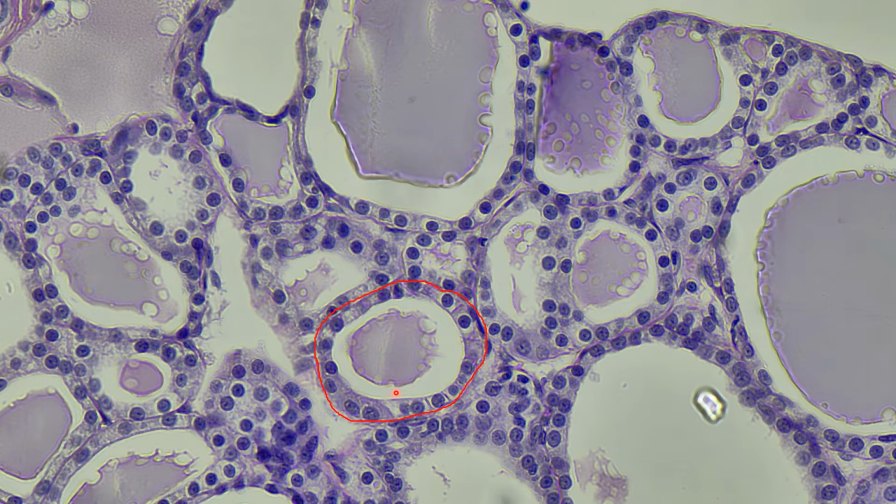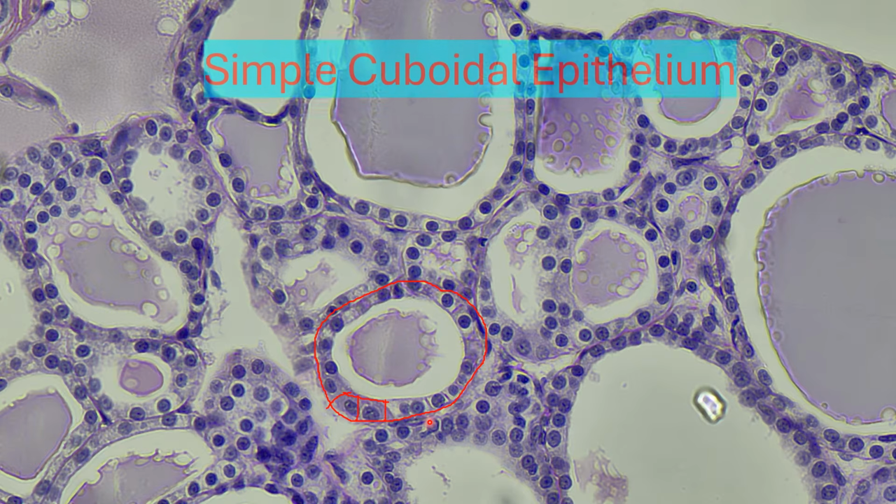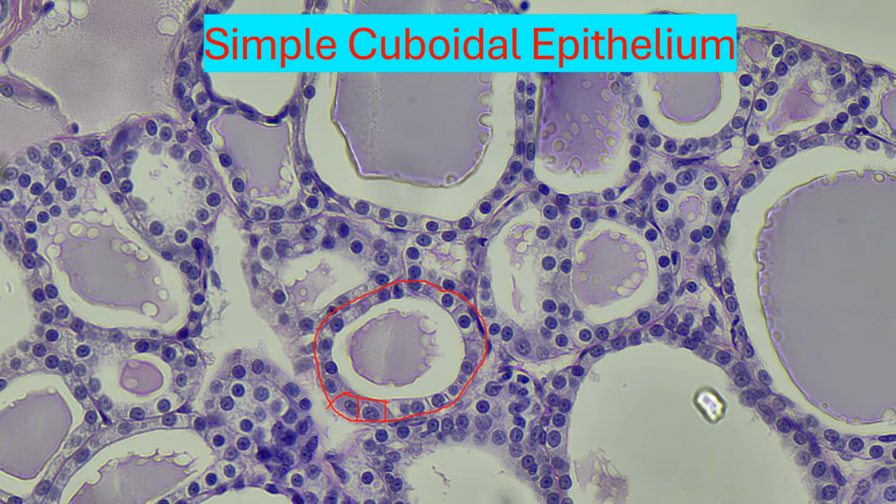So this sample comes from the thyroid, and we can see a lot of these circular-like structures. Now, in some cases, we can't see the borders between the cells, but other times it's a little bit more obvious, like over here, we can see the borders. Overall, we have a single layer of cells that are roughly cube shape, so we have simple cuboidal epithelium.